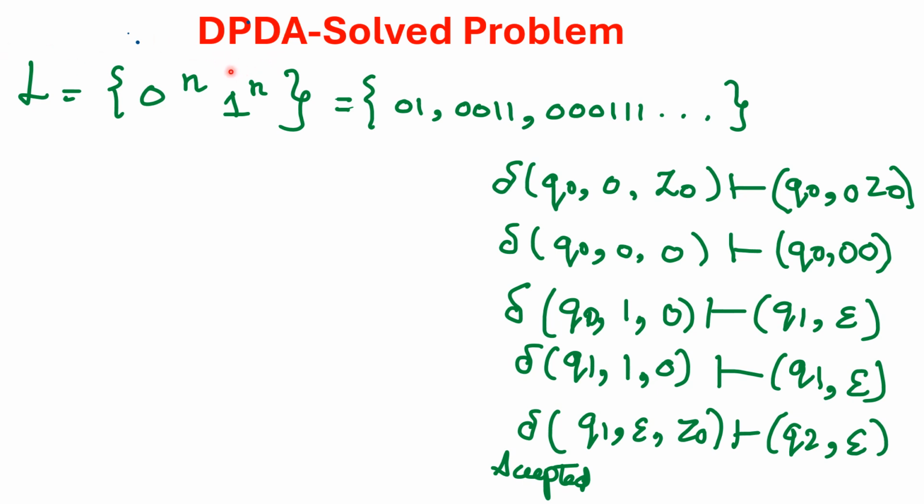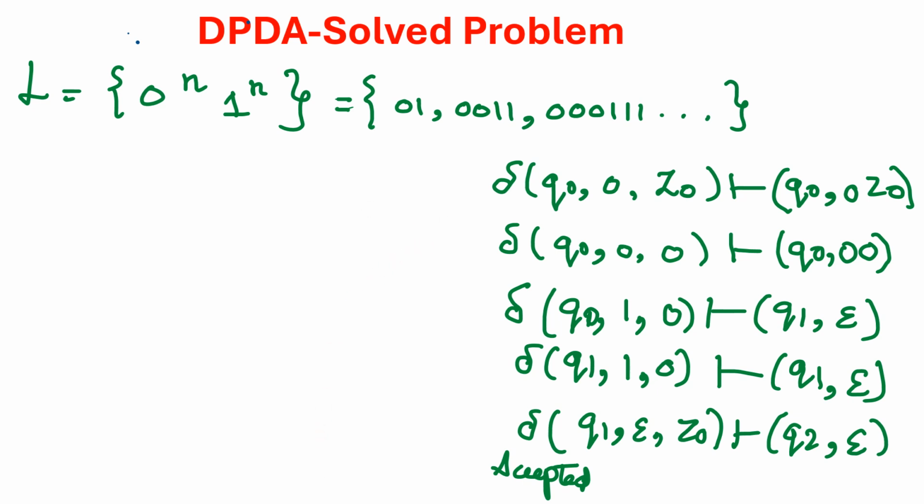This is a solved problem for deterministic push-down automata. The given language is 0 power n and 1 power n. Setting n equal to 1, we get 01, then 0011, then 000111, and so it goes on like this. First, we need to know what a deterministic PDA is.